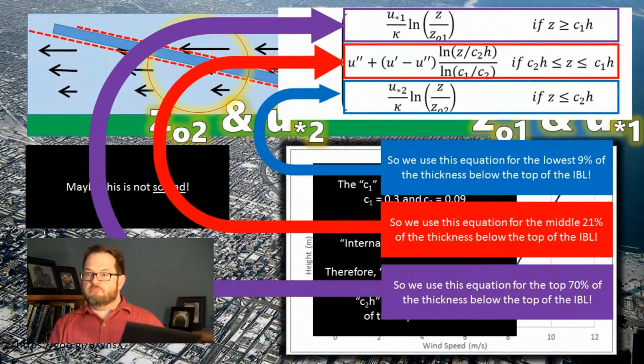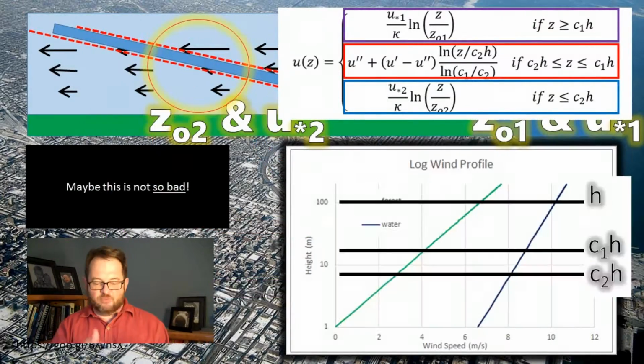Okay? I don't like that notation. It all looks horrible, but okay, I get it. It doesn't seem so awful. I mean, maybe it's not so bad. I could picture that on my graph here.